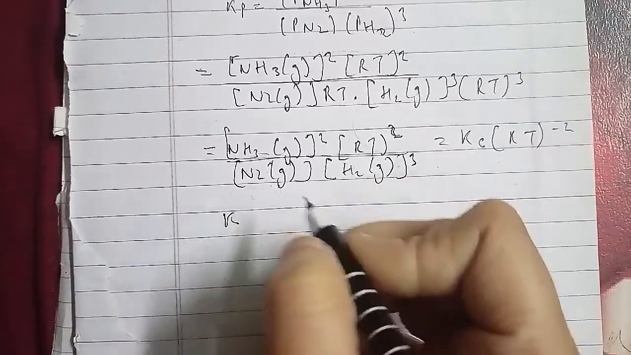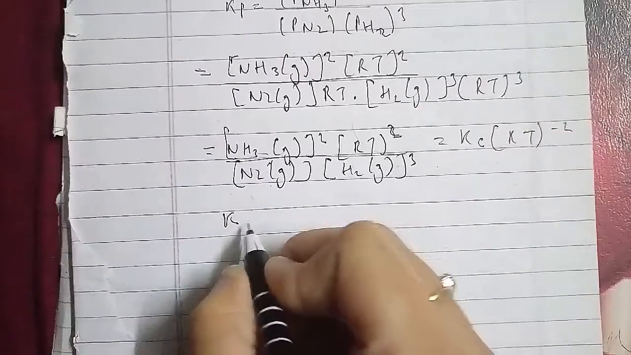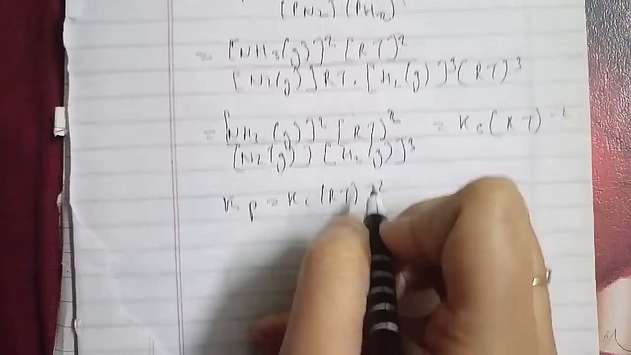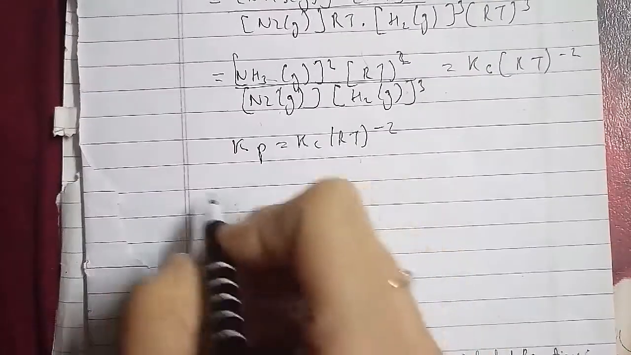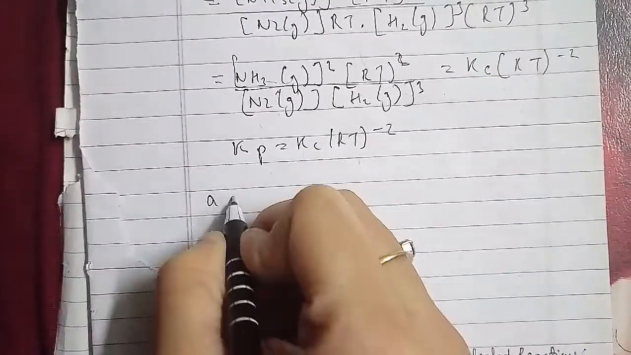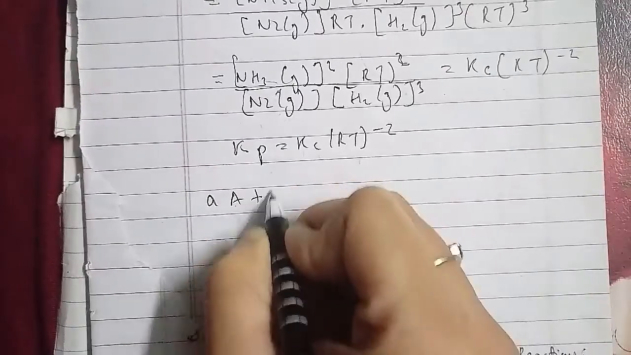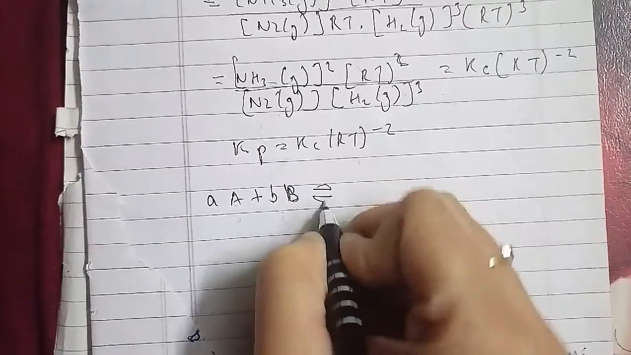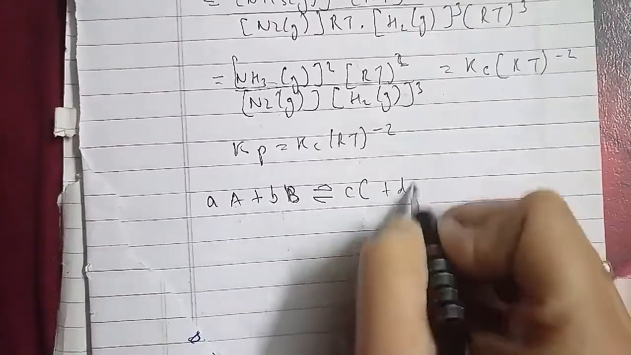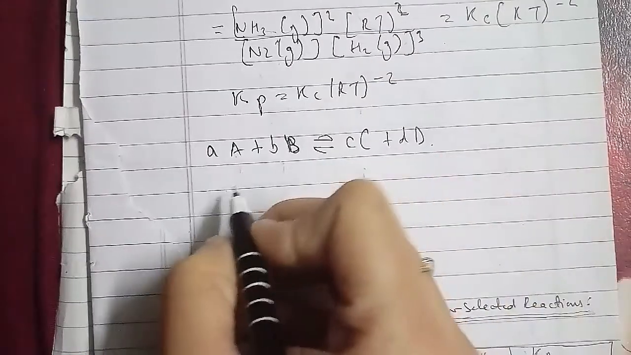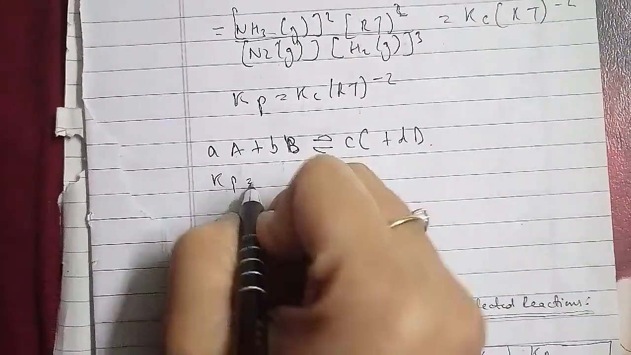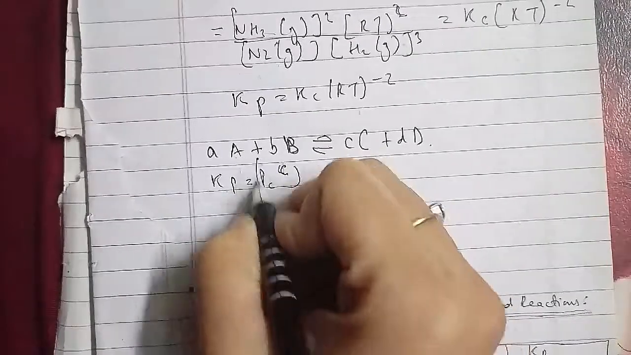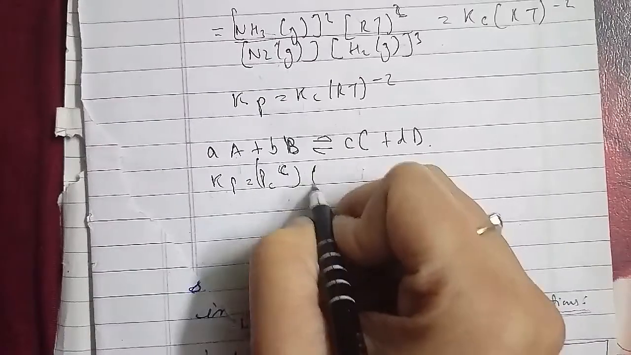Similarly, if we talk about a general reaction, we have a general reaction: small a of capital A and small b of capital B goes to small c of capital C plus small d of capital D here. For that, we will be finding Kp, which is P of C to the power small c, P of D to the power small d, upon P of A to the power small a and P of B to the power small b here.